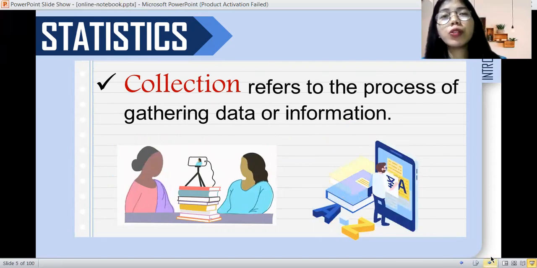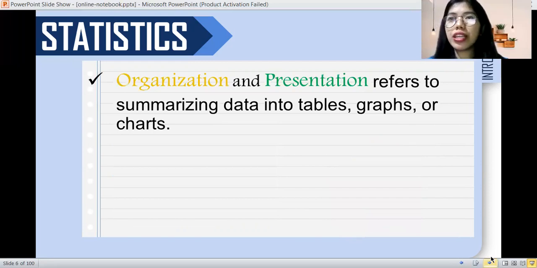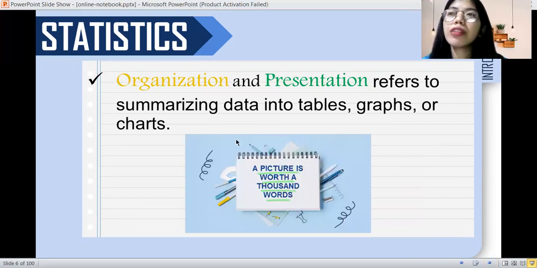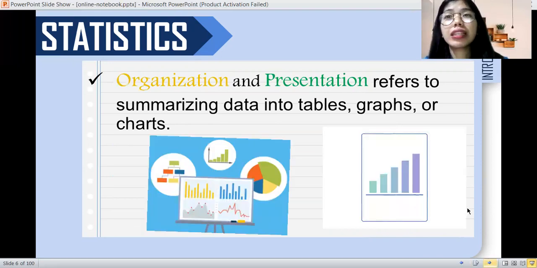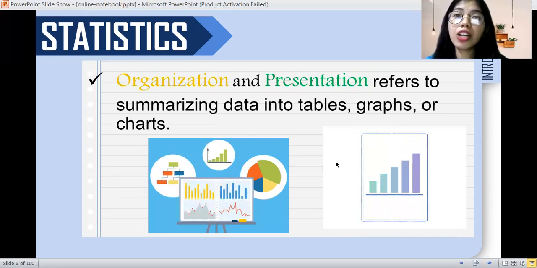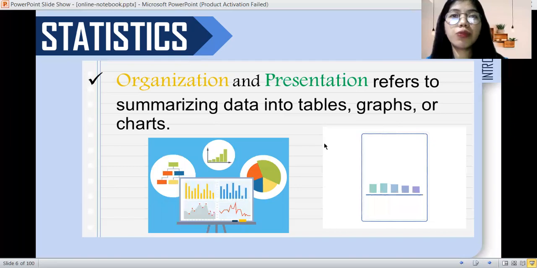So now we also have the organization and presentation, which refers to summarizing data into tables, graphs or charts. So meron tayong tinatawag na a picture is worth 1,000 words. So sa organization and presentation, dito pinapakita dito yung mga naka-table na, mga naka-graph na, naka-chart na mga based from the data gathered.